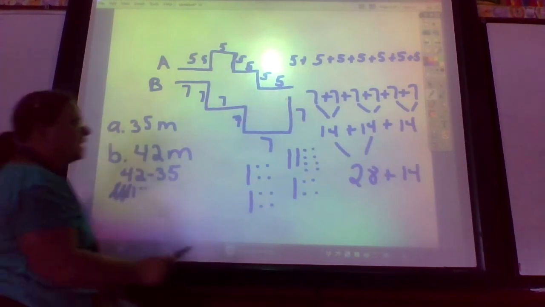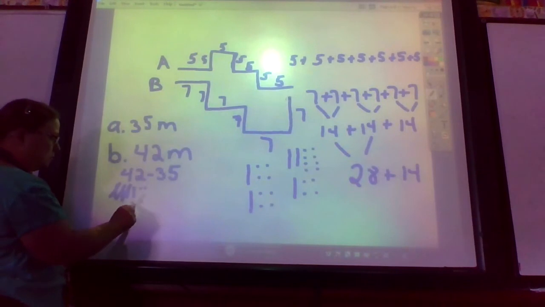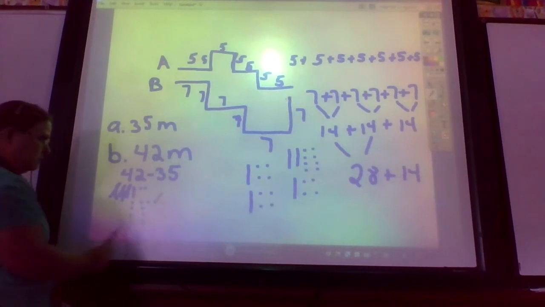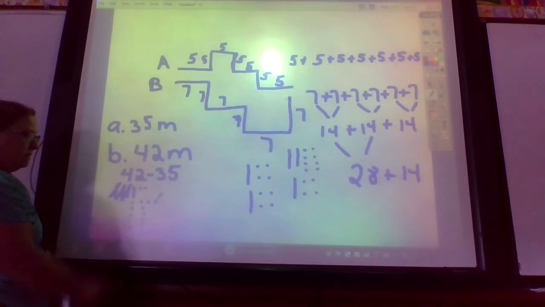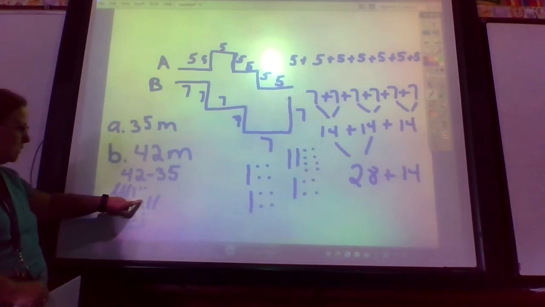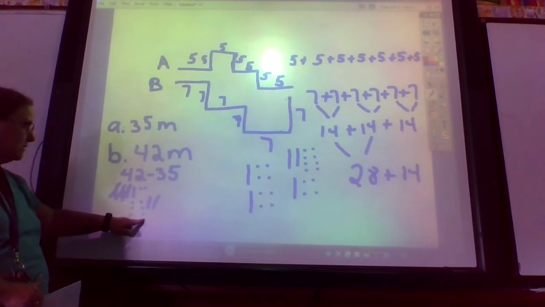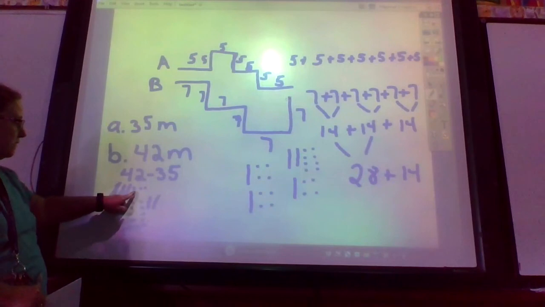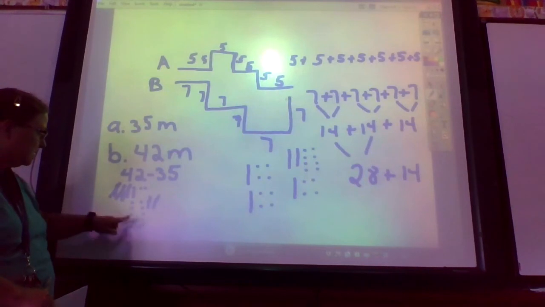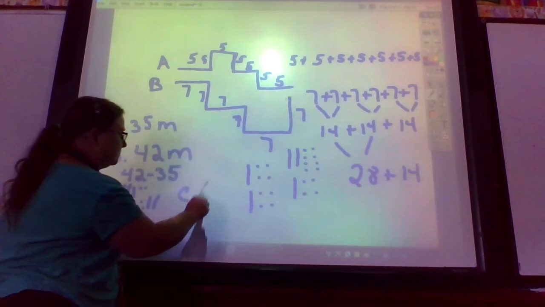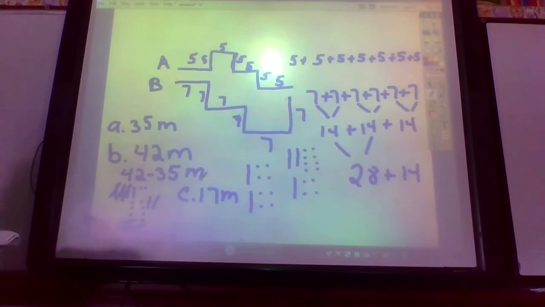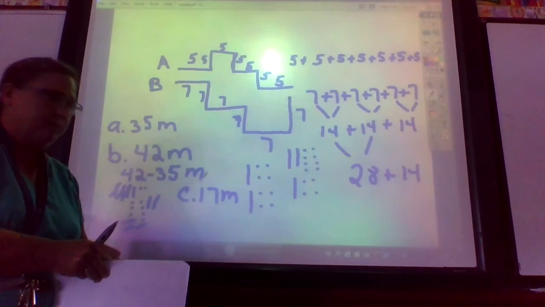So we could change that to 10 and go 1, 2, 3, 4, 5, 6, 7, 8, 9, 10. Plus we already have these two right here. That's the same thing. Now we can take away 5. 1, 2, 3, 4, 5. We have 7 left. So we have this one's left, which is 10, 11, 12, 13, 14, 15, 16, 17. So the answer to C is 17 meters. Okay? 17 meters. That's a lot of work, a lot of steps, and I don't expect you guys to memorize them all by heart. Okay?